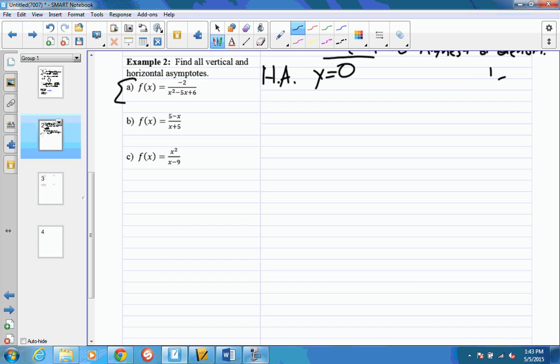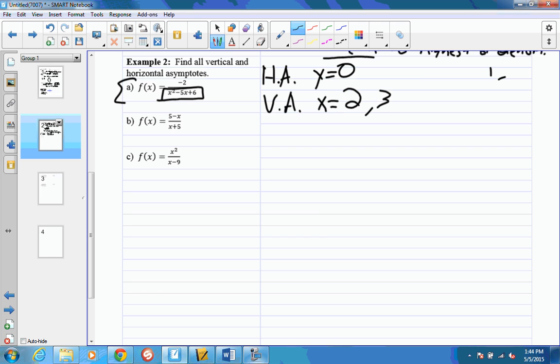Vertical asymptotes we already did. Okay? I factored this guy and found my zeros for it. So I had vertical asymptotes at x equals where? 2 and 3. Good. So that's it for that one.